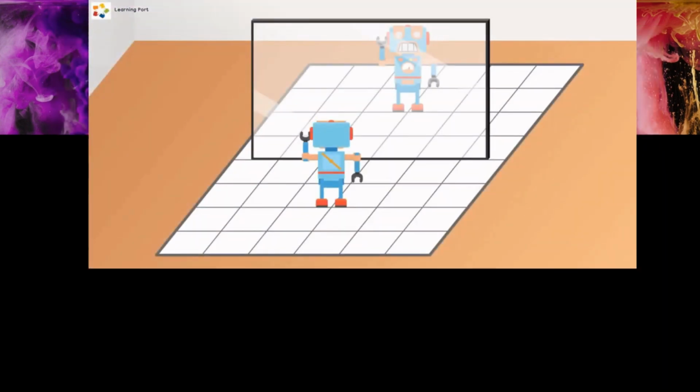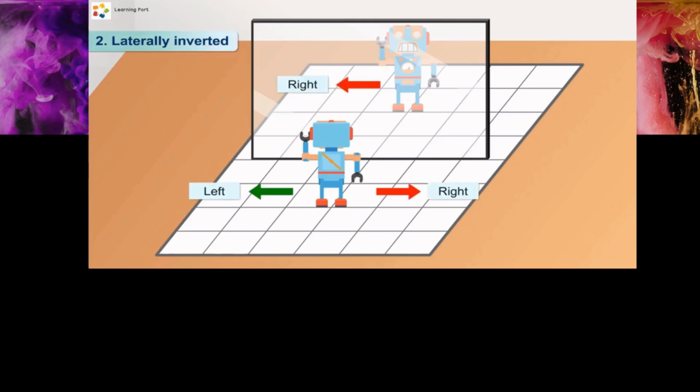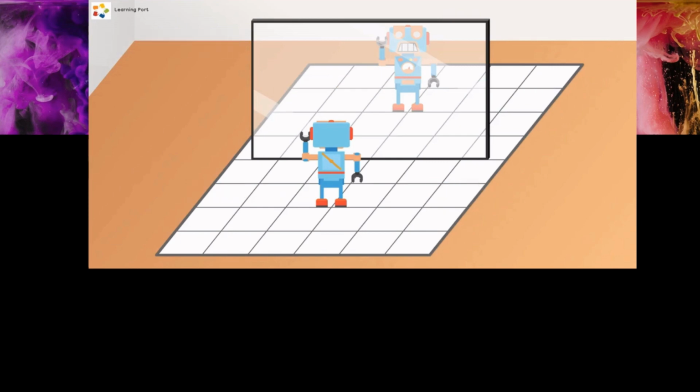The image formed in a plain mirror is upright. This means that the top and bottom of the object are the same as the top and bottom of the image. The image formed in a plane mirror is laterally inverted. This means that the left and right sides of the object become the right and left sides of the image respectively.